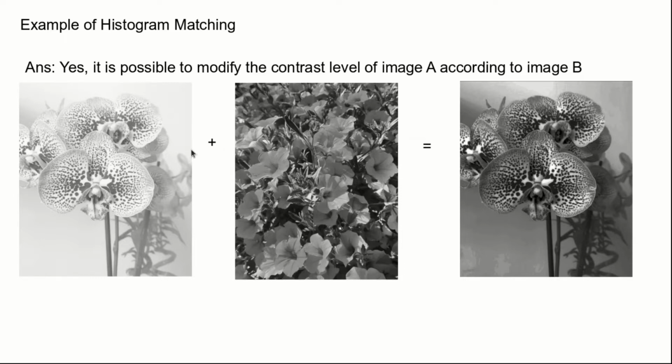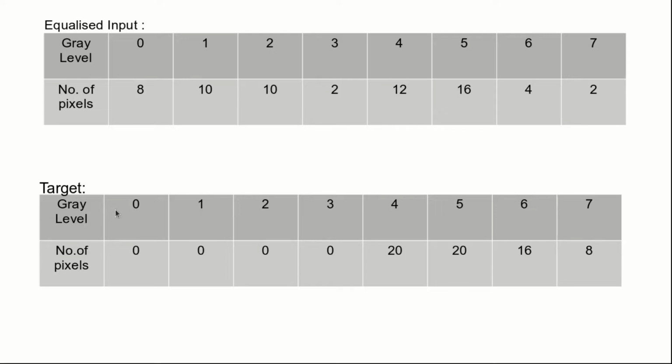So this is image A and this is image B. By combining these two images, I've got this modified image, which is quite better than this image, right? So yes, we can apply histogram matching to two images to get a better quality of image. Let's go further and see a few problems based on histogram matching.